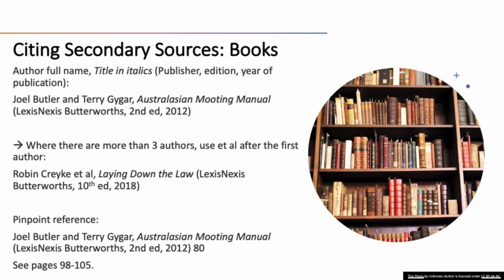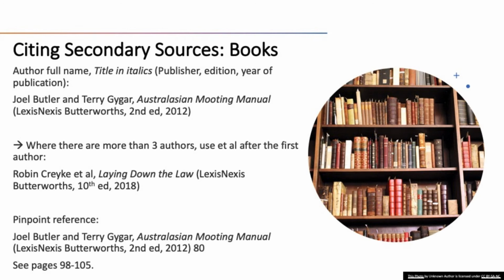The first thing that you need to do is present the author's full name followed by a comma. Now in some referencing systems you might only provide the surname, or you might give the initial of the first name following the surname. But in the AGLC you must put the author's first name followed by their last name, in that order, so first name first. And you should write the author's name as it appears on the source. So you can see the example there. On the source, the authors are Joel Butler and Terry Geiger, so that is how it is written.